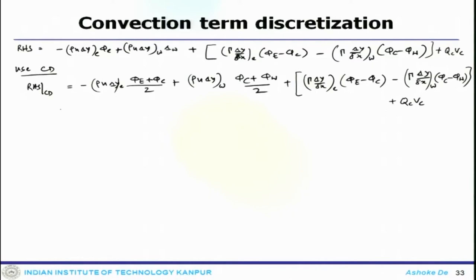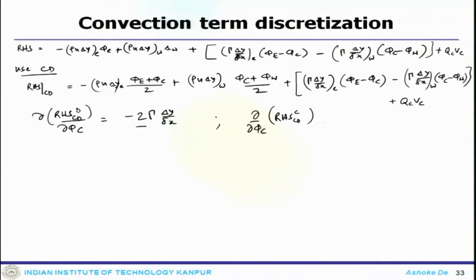Now, if you analyze this scheme, the criterion found for the diffusion term that is sensitive to that is the right hand side: the C d diffusion term by del phi c is 2 gamma del y by del x, and so there is a negative sign to that. Similarly, the right hand side for C d, the convection term, gives minus half of m dot e plus m dot w.